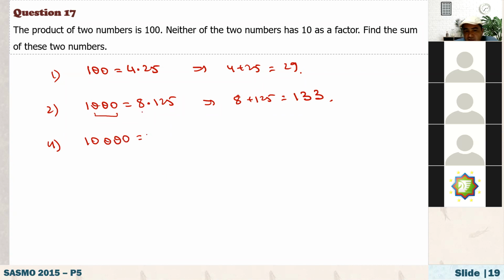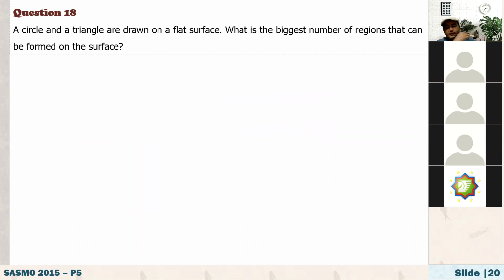Again, multiply by 2, it is 16. Multiply by 5, 625. Yes, the math is the same. Just keep this because they may ask a similar question again. So that is 16 plus 625. That's equal to 641. Okay, let's move to the next question.